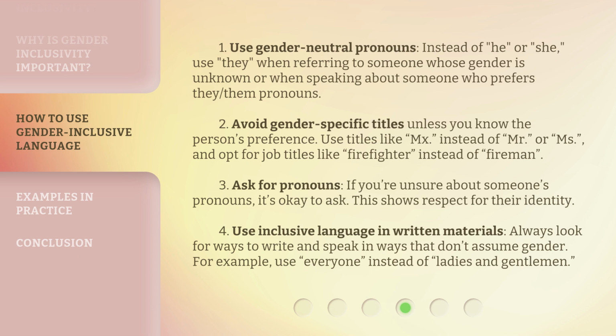3. Ask for pronouns. If you're unsure about someone's pronouns, it's okay to ask. This shows respect for their identity. 4. Use inclusive language in written materials. Always look for ways to write and speak in ways that don't assume gender. For example, use everyone instead of ladies and gentlemen.